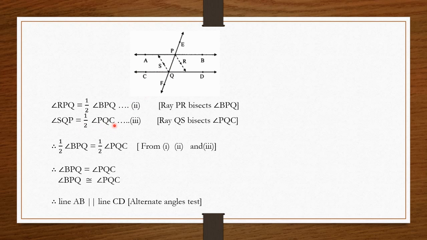From equations 1, 2 and 3, half into angle BPQ equals half into angle PQC. Therefore, angle BPQ equals angle PQC, and angle BPQ is congruent to angle PQC. In this figure, angle BPQ and angle PQC are alternate angles. We got alternate angles are congruent. Therefore, by the alternate angle test, if the alternate angles are congruent, then the lines are parallel lines. Therefore, line AB is parallel to line CD by the alternate angle test.